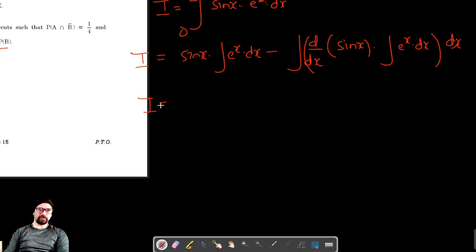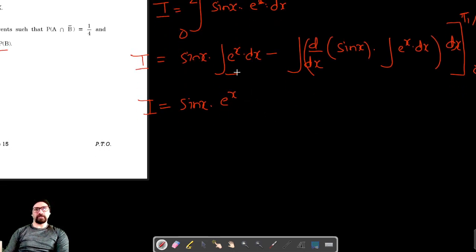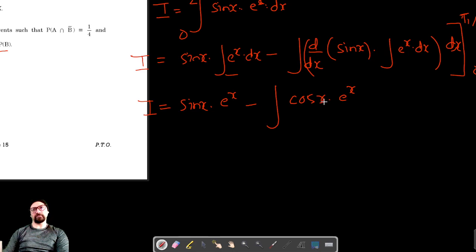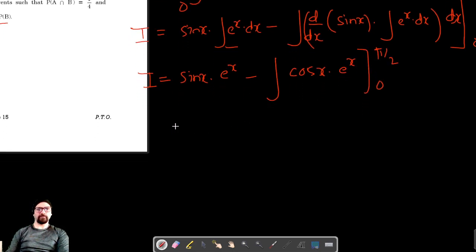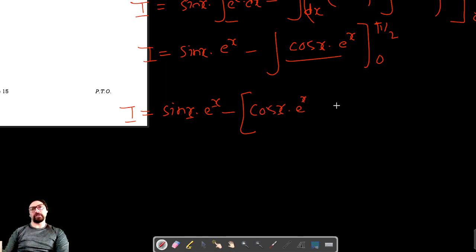Okay, now this is I is equal to sine x into integration of e raised power x, which is e raised power x, evaluated for the limit 0 to pi by 2. Minus integration of differentiation of sine x, which is cos x, into e raised power x, evaluated for 0 to pi by 2. For this, we are going to use integration by parts once again. So I is equal to sine x into e raised power x minus, taking cos x as first function, integration of second, which is e raised power x, and integration of differentiation of first, which is negative sine x, into integration of second, for 0 to pi by 2.